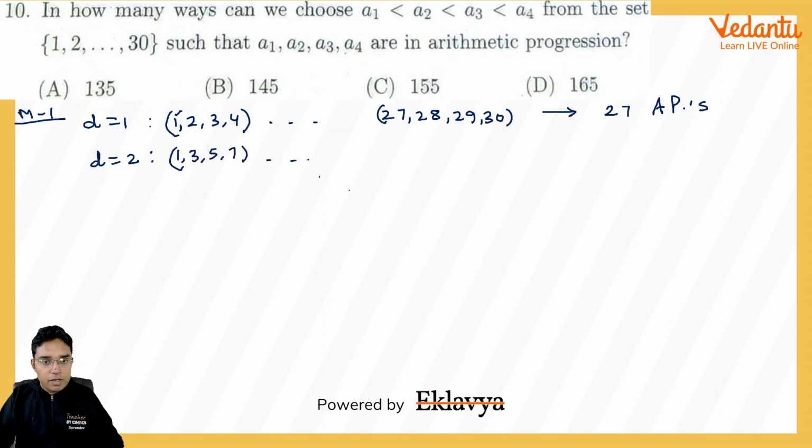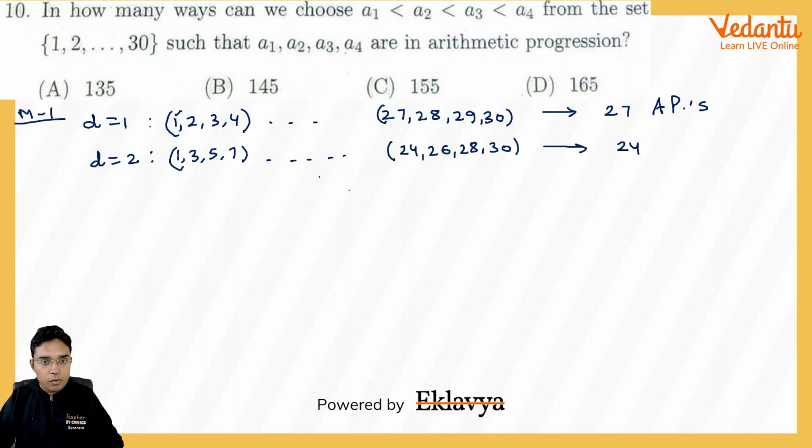And the last one would be, I think, 24, 26, 28 and 30. So that last number 30 is used here. So these are the biggest possible numbers which will form an AP with D equal to 2. So you can check here we are getting 24 such APs.